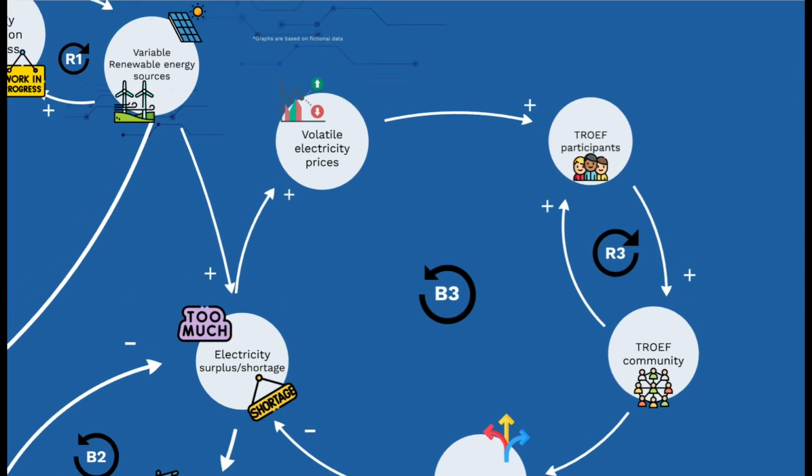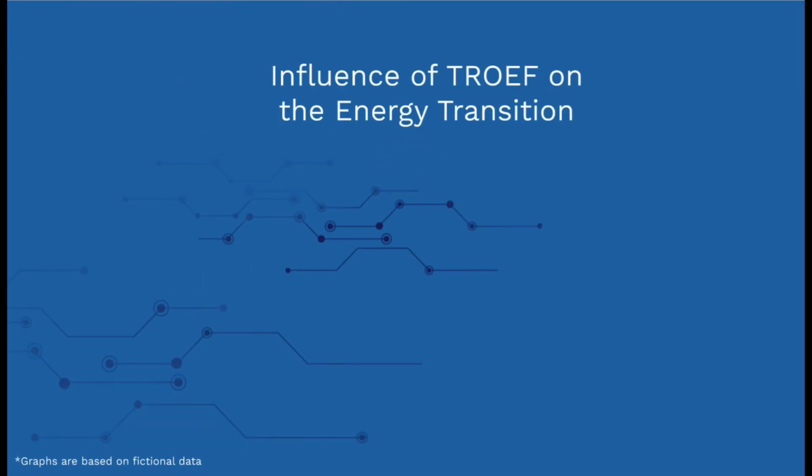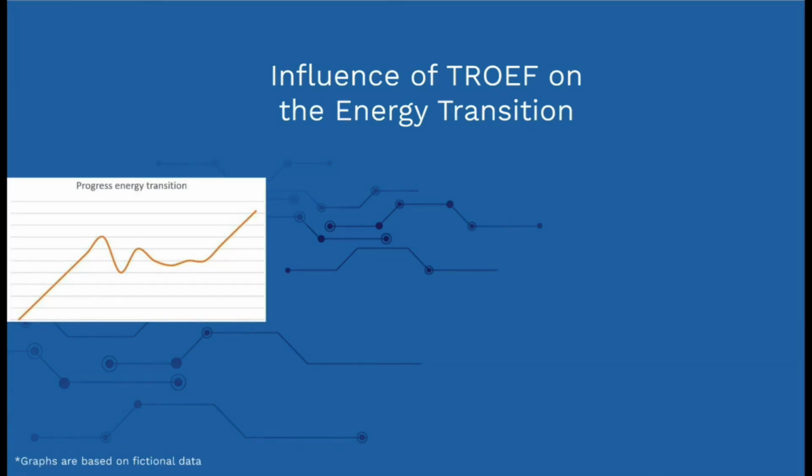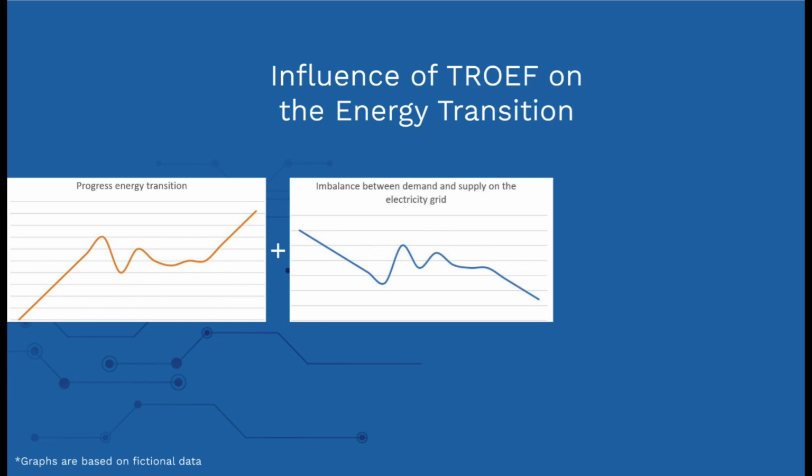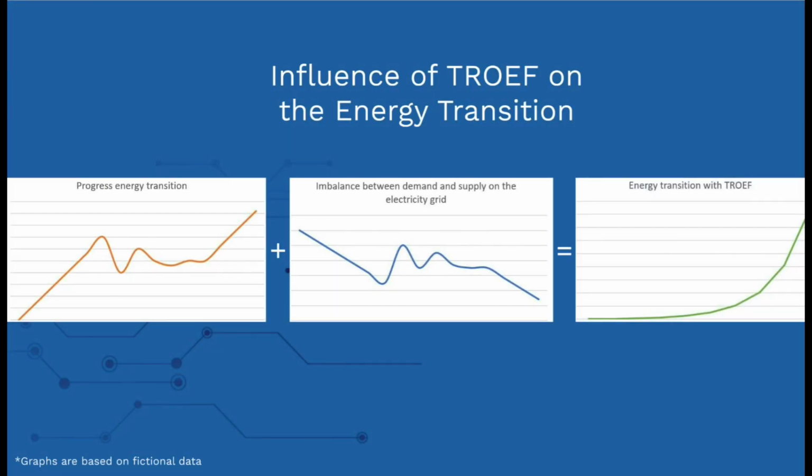By looking at the reference behavior pattern of the energy transition, we can see that the energy transition is proceeding but is slowed down by the imbalance of the electricity grid. The reference behavior pattern of TROEF shows that the imbalance of the electricity grid decreases. By putting them together, we can show how energy transition is changed by TROEF.